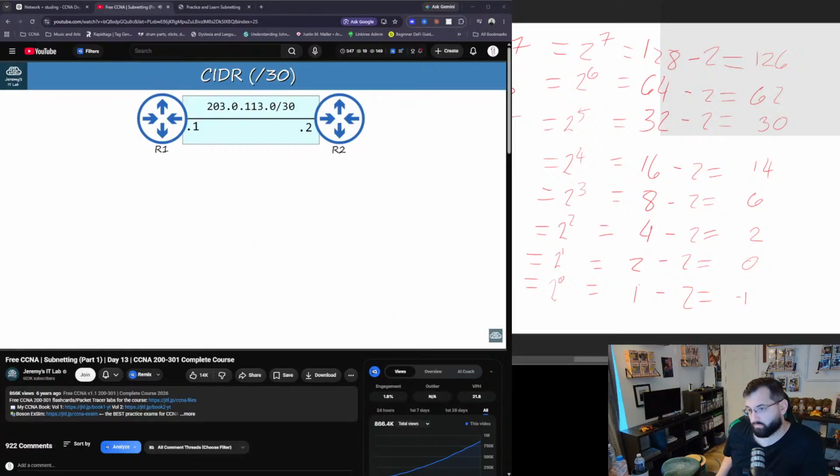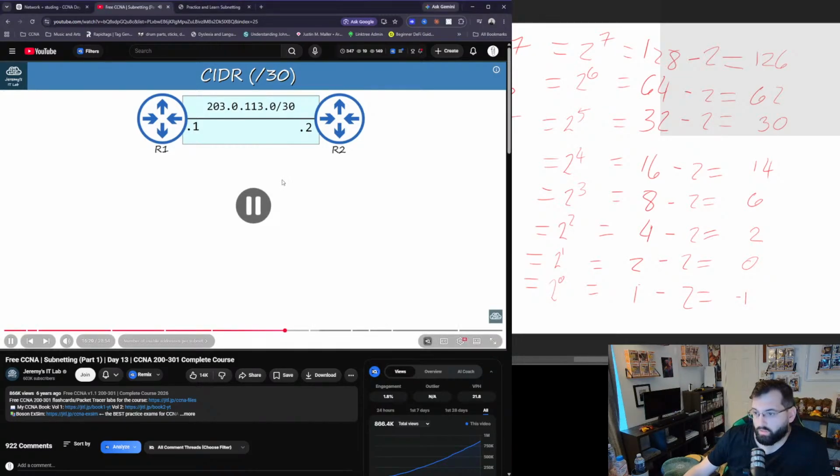Before moving on to look at the /31 and /32 prefix lengths, let me clarify a little bit. So instead of 203.0.113.0/24, we will use 203.0.113.0/30, which is a subnet of that larger Class C network.